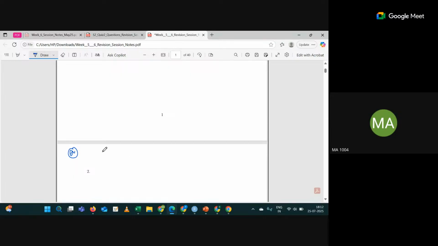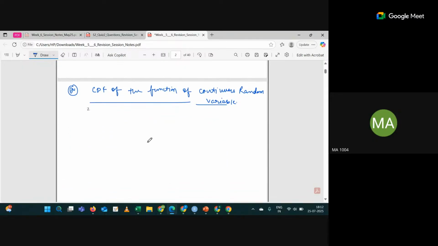So the very first thing is the CDF of a function of a continuous random variable. We will see how to start. If you have any function of a continuous random variable, the key thing is you can start with the CDF. There is one important theorem, we will see that part also. So what is this concept, the CDF of a function of a random variable?